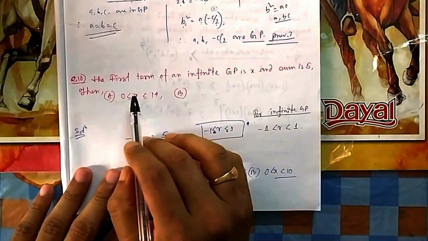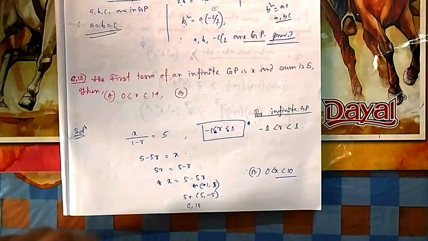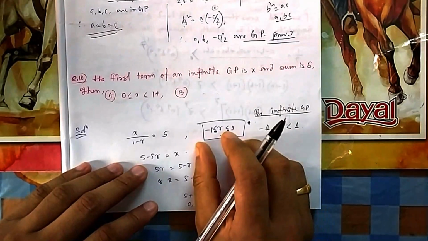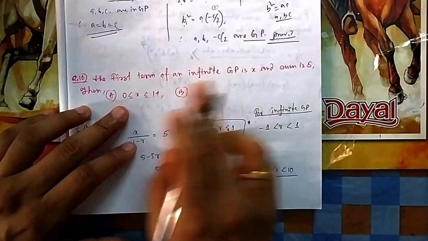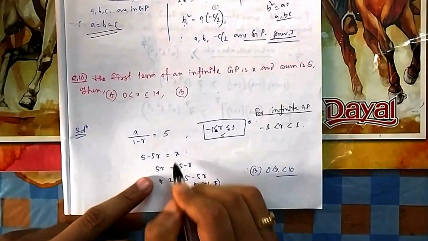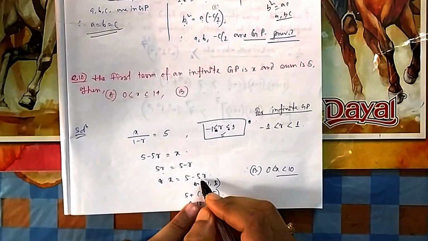Now if you come to question number 10, the first term of an infinite GP is X and the sum is 5. It is easy. So infinite GP sum is only possible if your R is between these two range. So then they are asking the range of X. Okay. So you know this one is given, so 5R is given, so X is equal to, you know the range of R, minus 1 to 1.